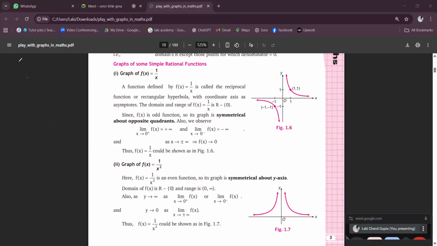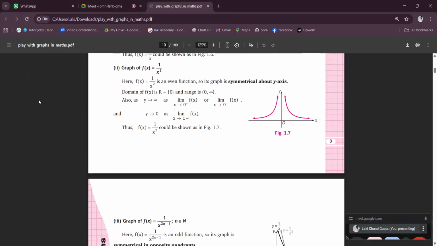Understood this graph? Now write the second rational graph: 1 upon x square. The graph of 1 upon x square looks like this. So in general, the graph of 1 upon x raised to even always looks like this. But the only difference is what? On increasing the power of x, the graph gets closer to the y-axis, right? Understood?